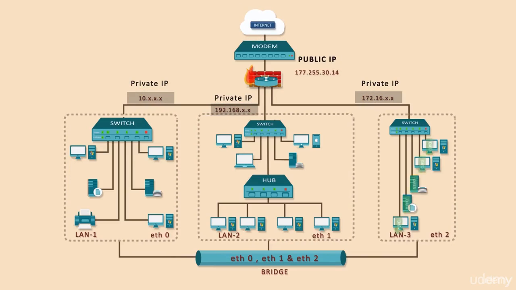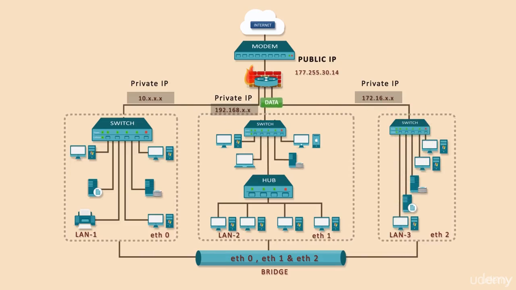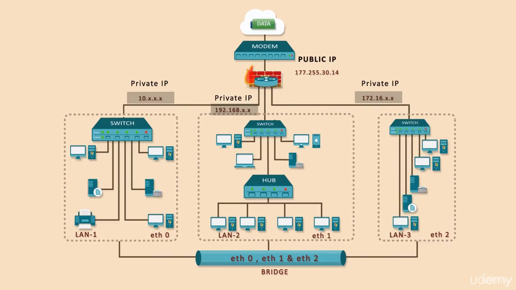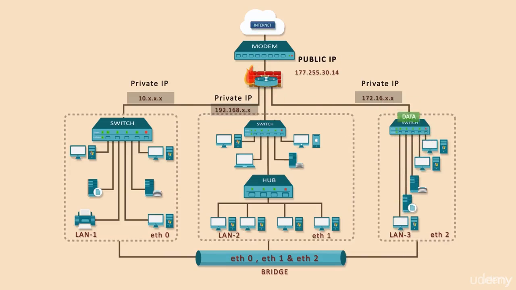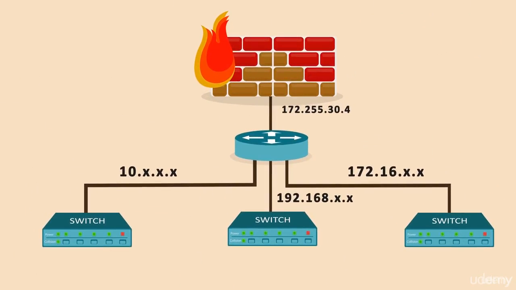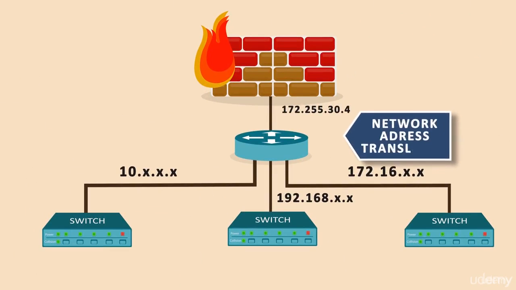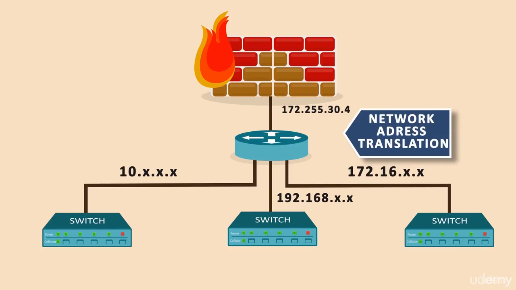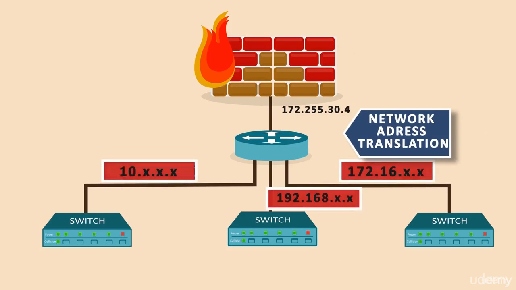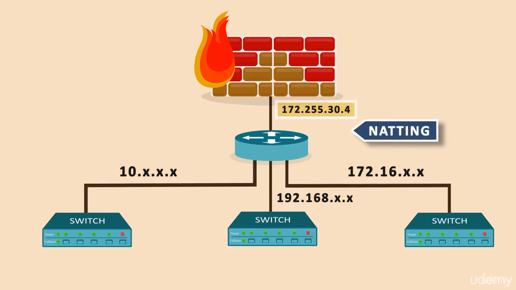So how is it ensured that the data packets to and from the public network are delivered properly from and to the system in the private network? Here comes the role of the router. The router is configured to support a concept called NATing. NAT, Network Address Translation. The process of translating a private IP into a public IP is called NATing.